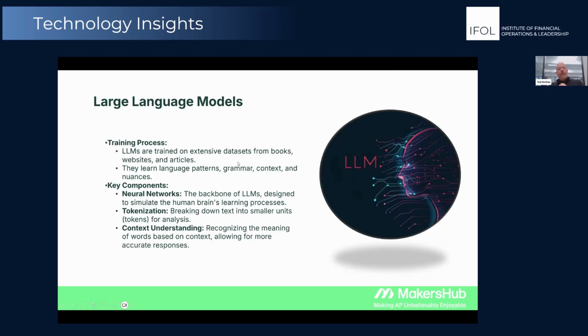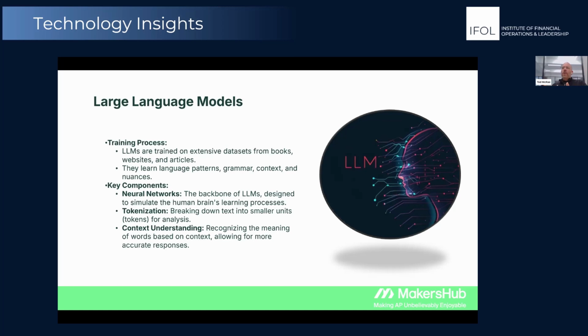So this is how large language models work. They are obviously trained on ginormous data sets. Going back a few years, they couldn't even access the internet, so it was really only what it had been programmed with since, I think, 2019. Anything prior, even if you asked it who the current president is, it wouldn't have any idea. Now it can go out online and research and do all these other things for you. But the backbone of large language models is the neural networks, and those are designed to simulate the human brain learning process.